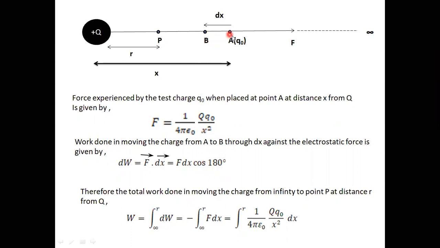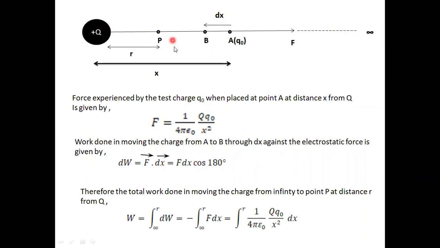Because the charge q0 is doing work against the electric field. He's moving in this direction, but my electric field or force is in this direction. Due to these oppositely directed vectors, you have this angle 180. But we need to find our total work done, when this charge is moving from infinity to this point P. So we need to find our entire work done in moving from infinity to point P.